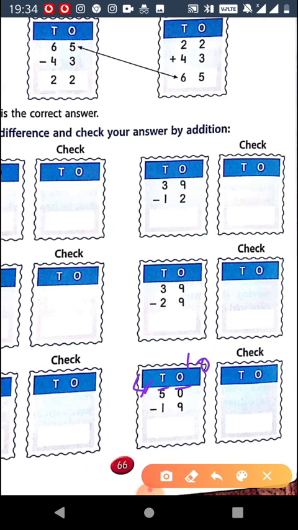Now you do the subtraction. 10 minus 9 is 1, and 4 minus 1 is 3, 31. And when we add this 31 with the smaller number, that is 19, what do we get? 9 plus 1, 10. We write 0 here and carry forward 1. And adding tens, we get 3 plus 1, 4 plus 1, 5, which is the bigger number. Okay. So this is how we check subtraction by addition.